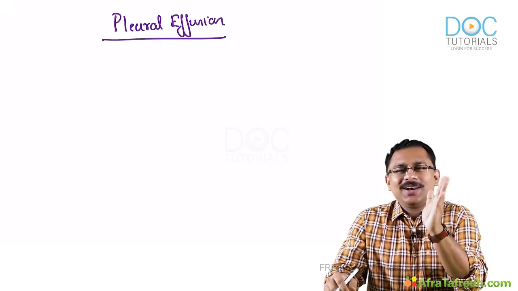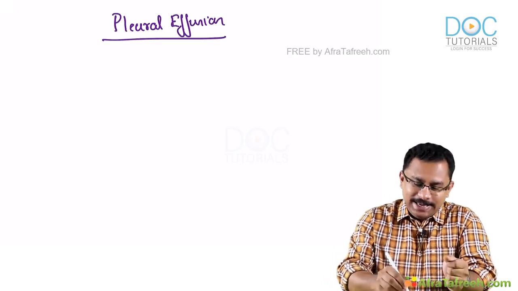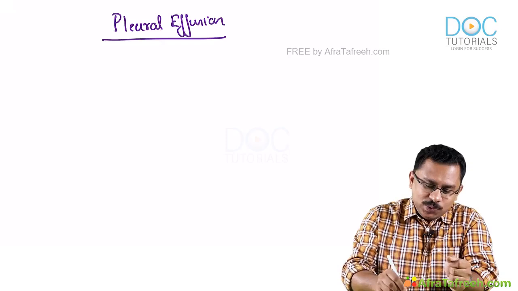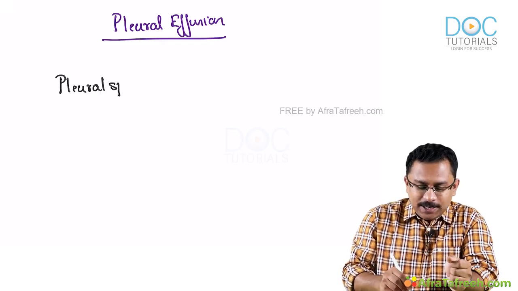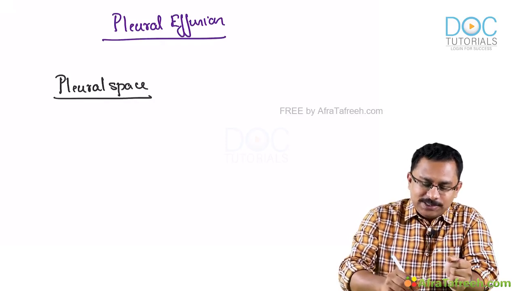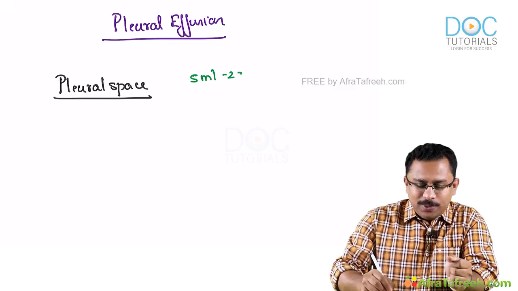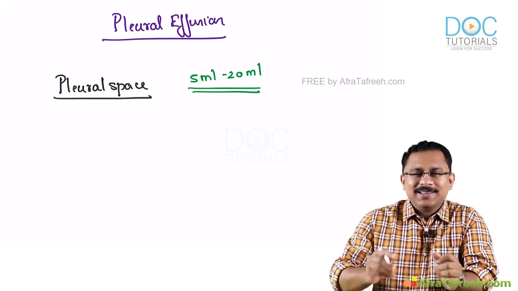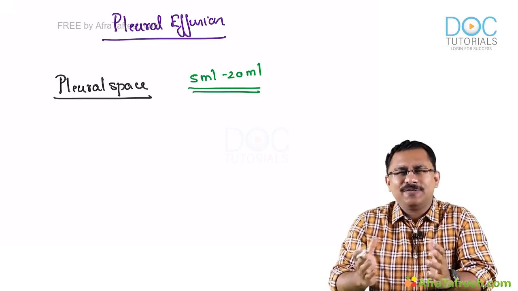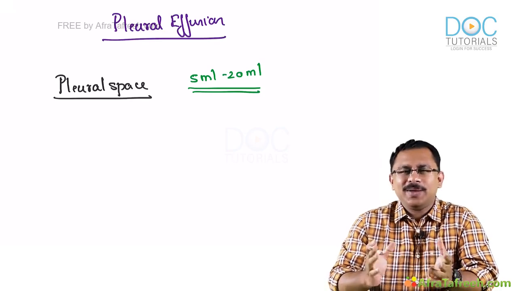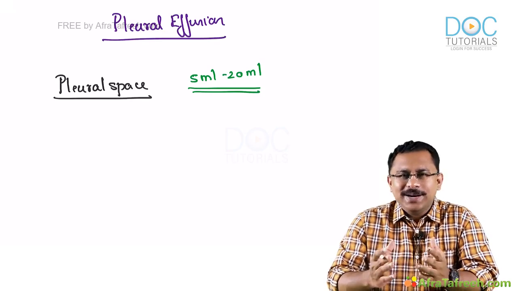So the question naturally arises, normally is there a fluid in the pleural space? Yes, there is. In normal individuals, you would have around 5 ml to 20 ml of fluid. This is just a rough range. The value varies. Some books say 5 to 25, 5 to 15. So there may be minor variations, but on average 5 to 20 ml of fluid is there in your pleural space.